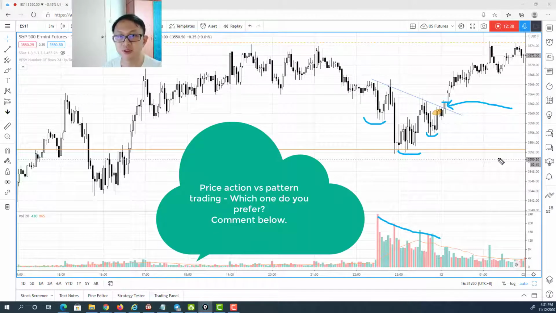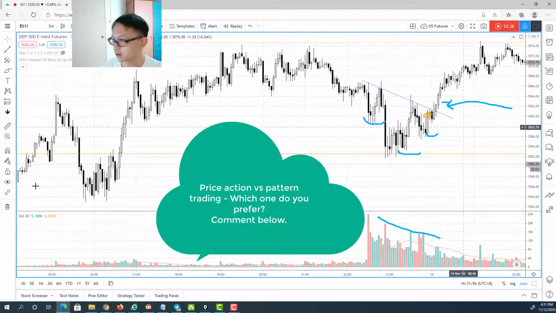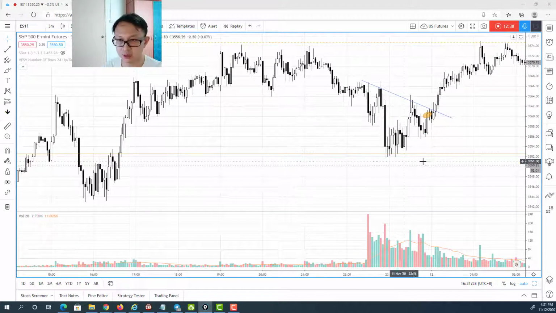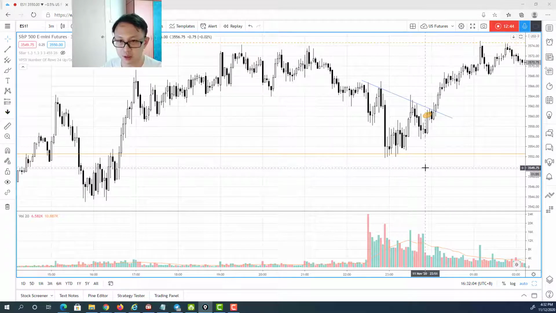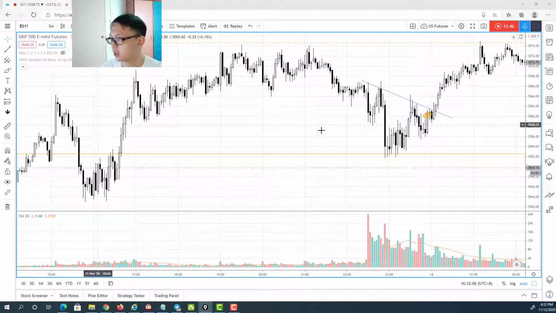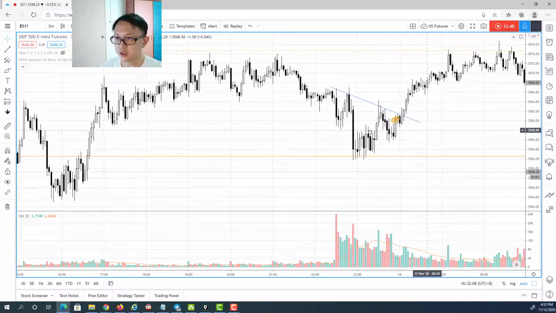Alright, so this is the trade review for the S&P 500 for yesterday's session. But anyway, I did not really take this trade because it happens quite late in my time zone. You can see that it's roughly around 12 o'clock at night, AM. So definitely no trade for me.